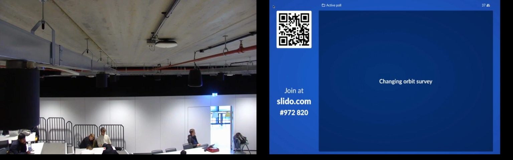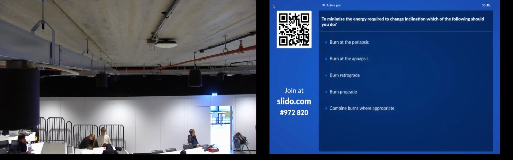Let's see where we are. So the first question on the survey, which 36 of you have answered, which is probably getting close: to minimize the energy required to change inclination, which of the following should you do? Last time I asked this, I left off the end, so I made sure I fixed that. So it's now burns, not last hour, but last year. Burn at periapsis, prograde, or combine burns where appropriate.